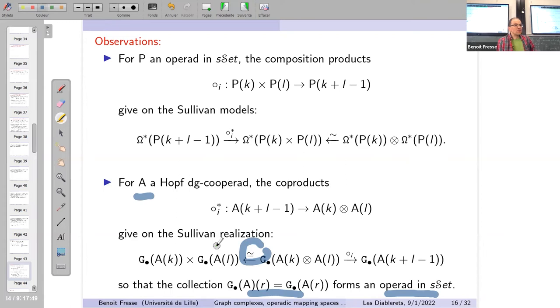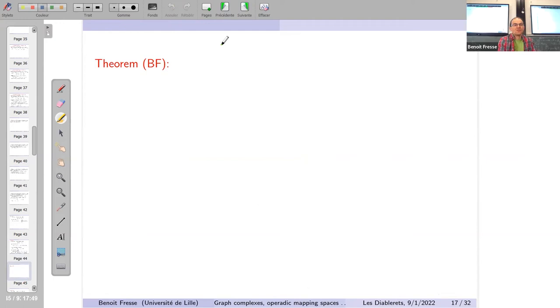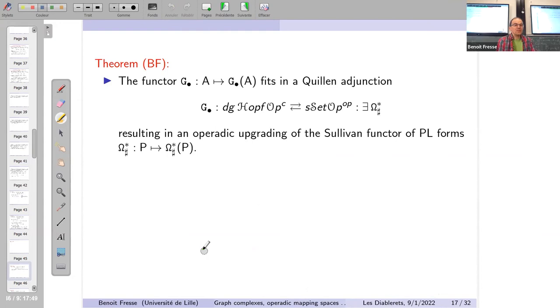So now we can do the rational homotopy theory. You can fix things. So the idea is to start with this functor and to observe that it actually has a right adjoint, which defines a good operadic upgrading of the Sullivan functor Omega upper star. This right adjoint exists for general reasons. So it gives you a functor which to any operad in simplicial sets associates an OPF DG coperad.